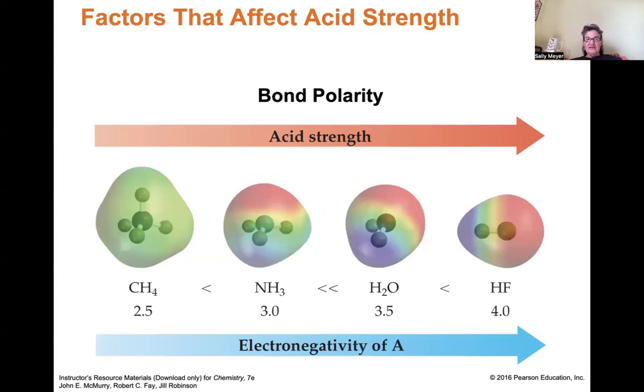So this is showing us some factors that affect acid strength. And we are actually going to skip this section till the end of the class, after we've done our chapter on thermodynamics. So we won't do this section on acid strength until later.